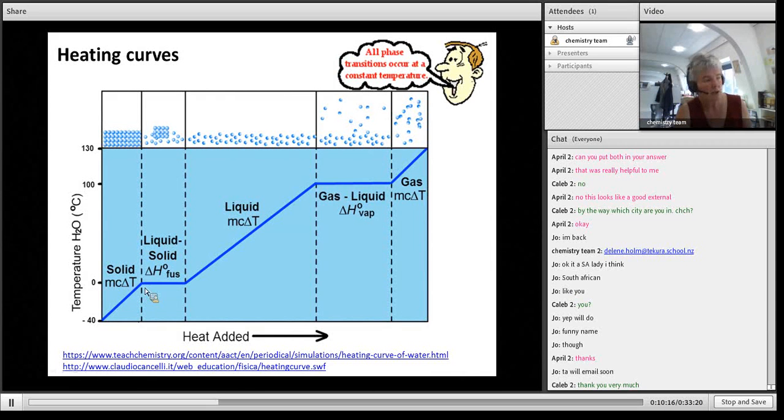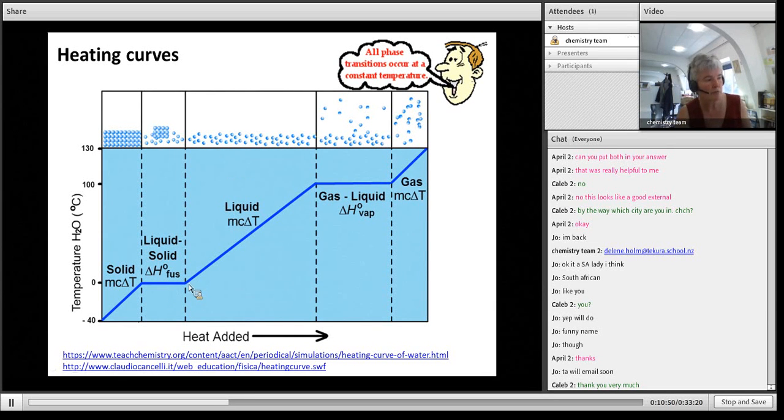Then I start breaking the forces of attraction, those intermolecular forces between the particles. So can you see that all this was a solid? Now I'm starting to break them. And so there's no change in temperature, because I'm adding heat all the time, but all that energy is going to breaking bonds. Remember I said forming bonds releases energy, breaking bonds requires energy.